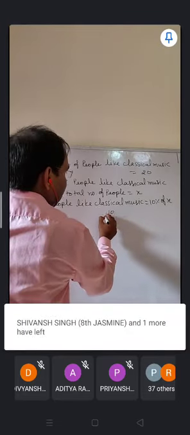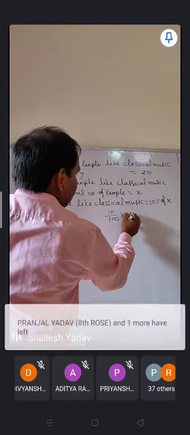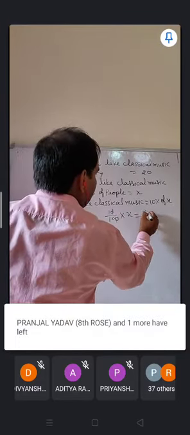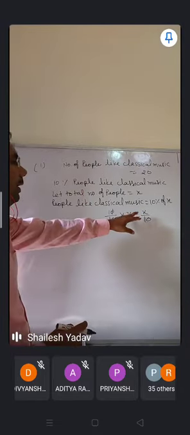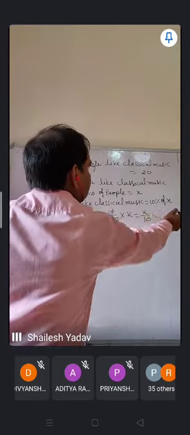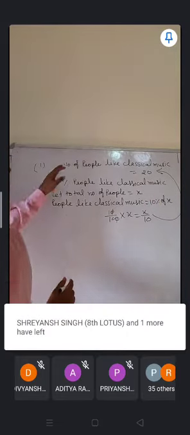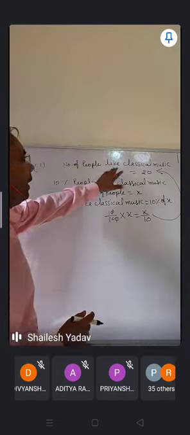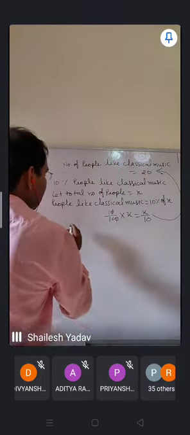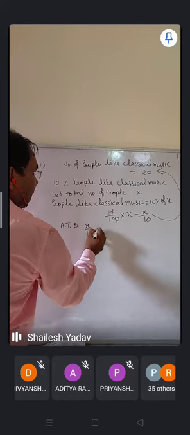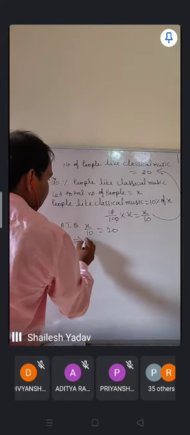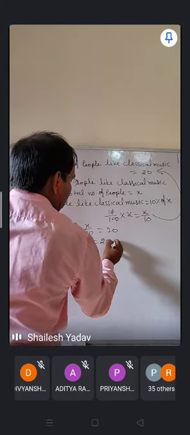So 10% means 10 upon 100 into x. So it will be x upon 10. It means the number of people who like classical music is x upon 10, and x upon 10 is equal to 20. That is given in the question. The number of people who like classical music is 20. So according to the question, x upon 10 equals 20. It shows that x equals 20 into 10, 200.